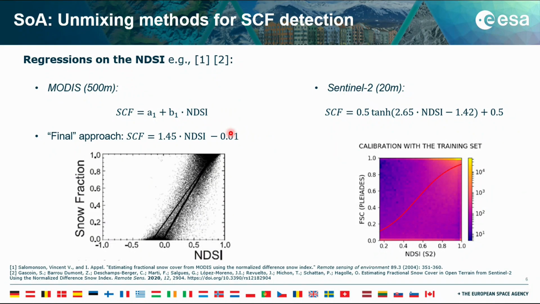So mainly I want to show you two of the most used regressions, or the ones that are relevant in this course. The first one was introduced in 2000 by Salomonson and Appel, and actually is a very simple linear regression that is connecting the NDSI with the Snow cover fraction. They were trying a lot of coefficients for this linear regression, but in the end it seems that these are the ones that produced the better result.